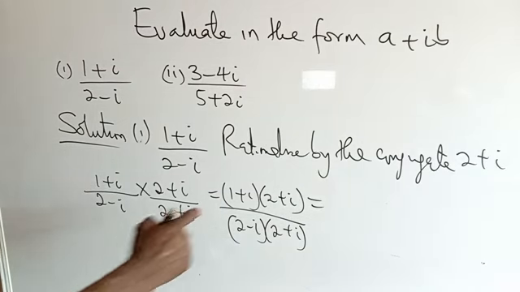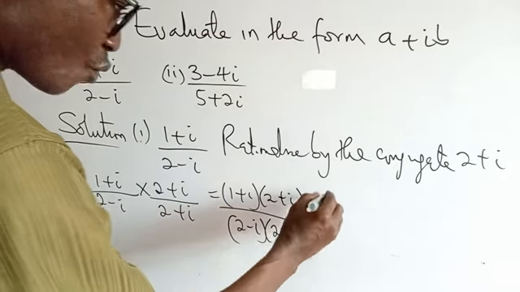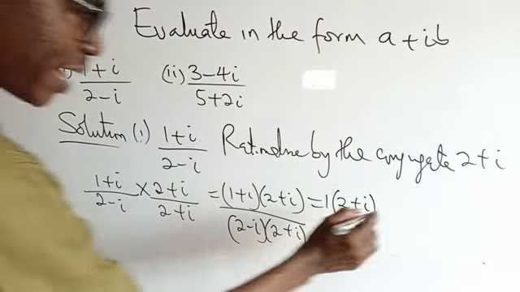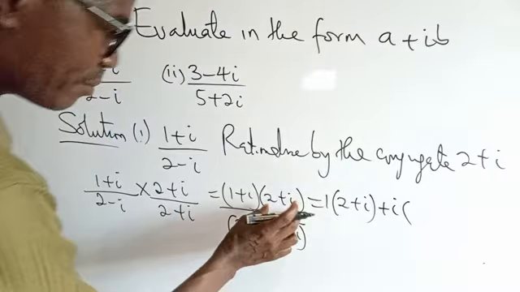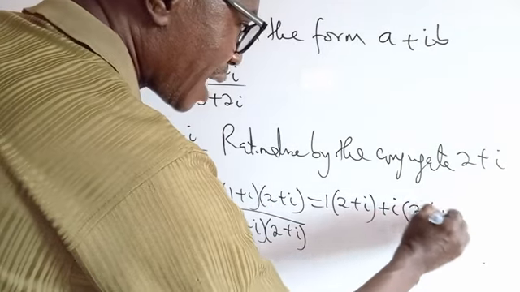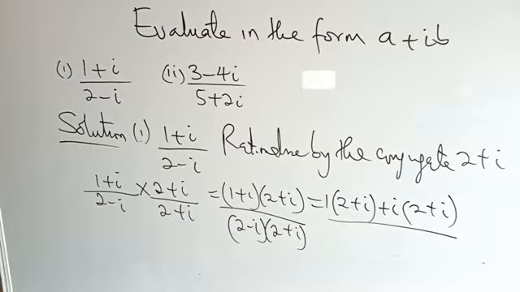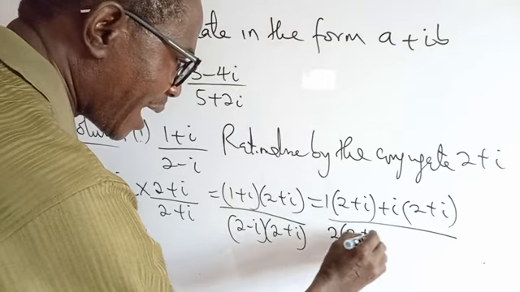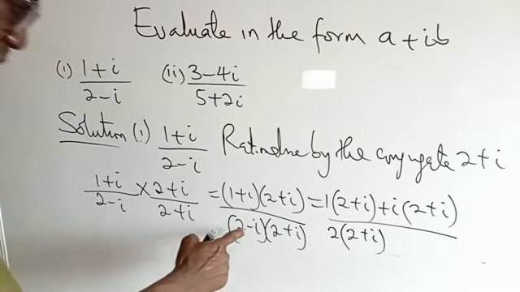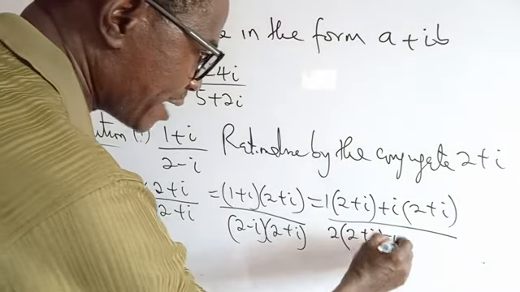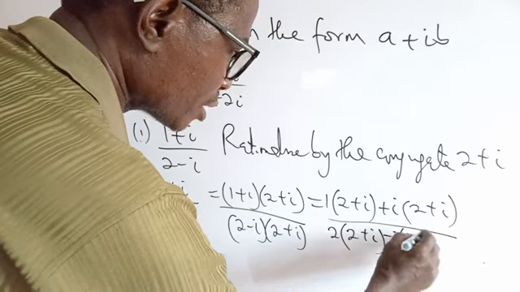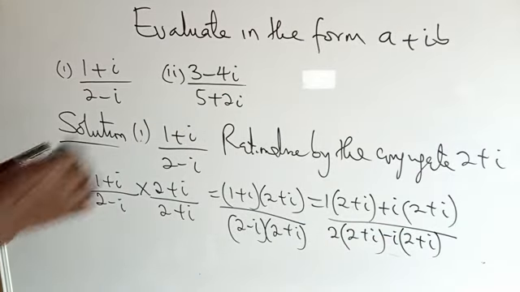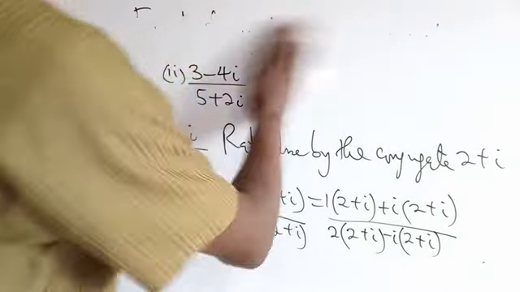We want to expand. You multiply 1 by 2 plus i, 1 into 2 plus i. Then we have plus i remaining here, again multiply by 2 plus i. Everything all over, you take 2 here, 2 into 2 plus i. Then multiply the remaining by what? Minus i into 2 plus i. That's what we call expansion.